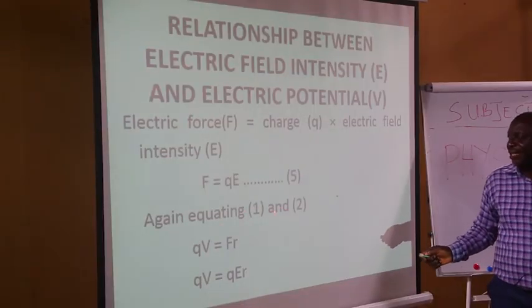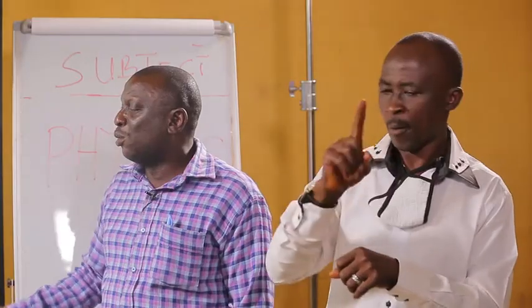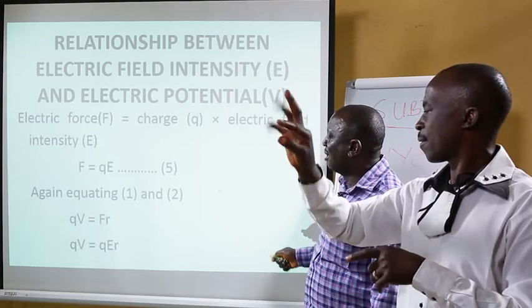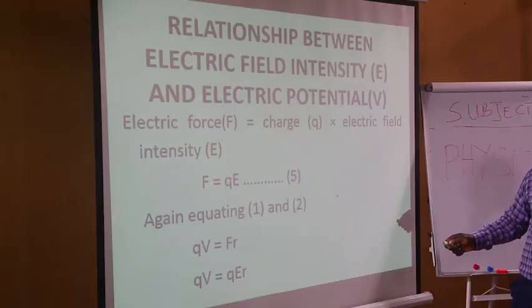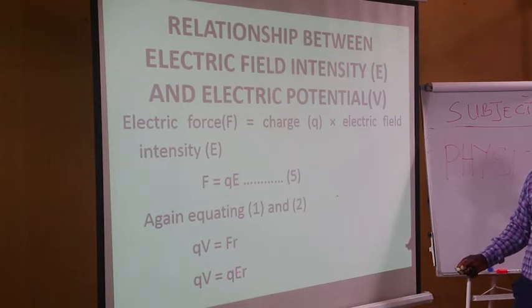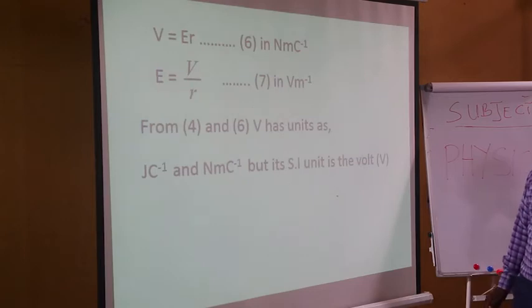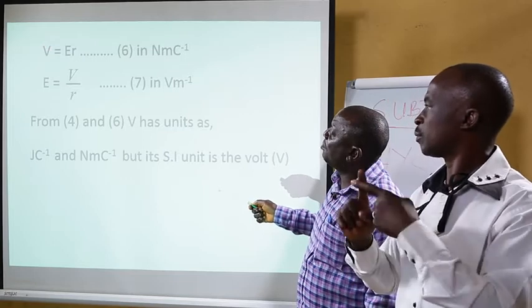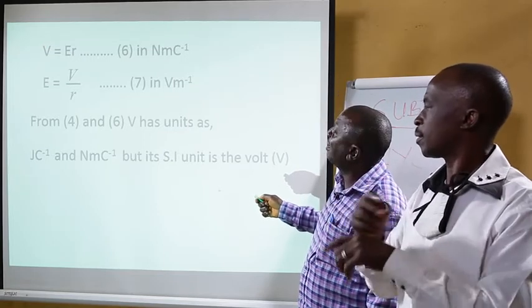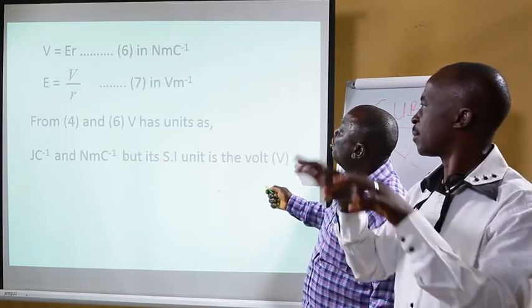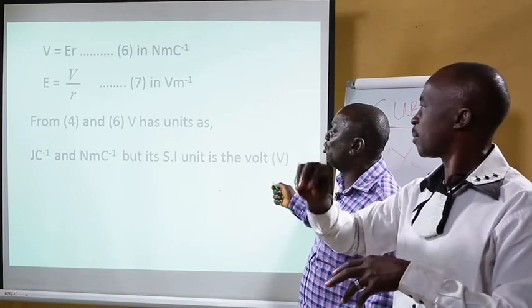Again, if we equate equation 1 and 2, we will have small q V equals capital F times r. Now, if we substitute F equals small q E into this equation here, we will now have small q V equals small q capital E times small r. Therefore, we have capital V equals capital E times small r. And in this case, our electric potential will be in Newton meters per coulomb.